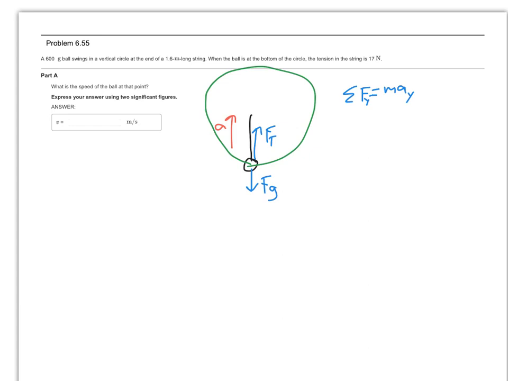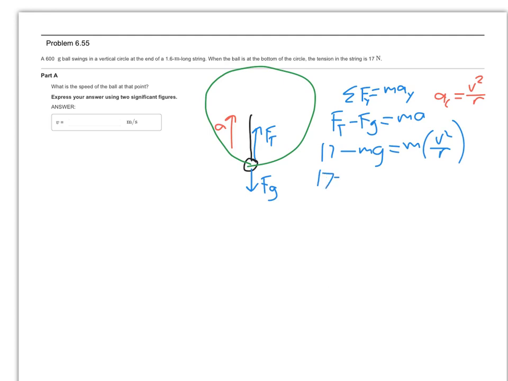Setting up my F equals ma in the y direction here, I'm going to have FT minus Fg equals ma. My tension I know is 17, minus mg. That's going to be equal to m times v squared over r. And that just comes from the fact that centripetal acceleration, when we're moving in a circle, can be found with v squared over r. I substitute in for my mass, which, be careful here, is 0.6.